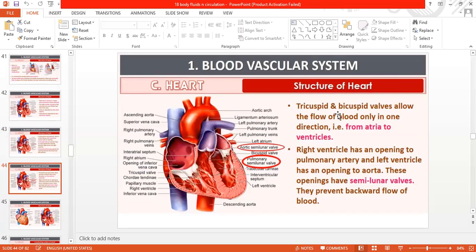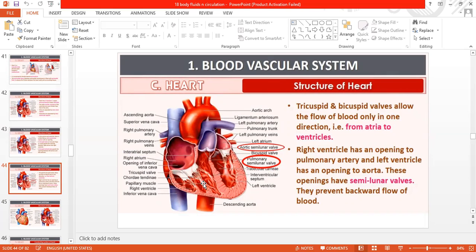Now, the tricuspid and the bicuspid valves allow the flow of blood only in one direction, from the atria to the ventricles. Valves are flap-like structures. They prevent the backflow of blood.